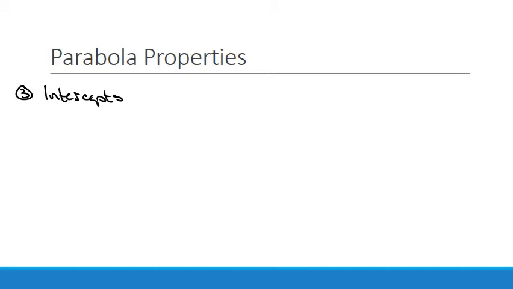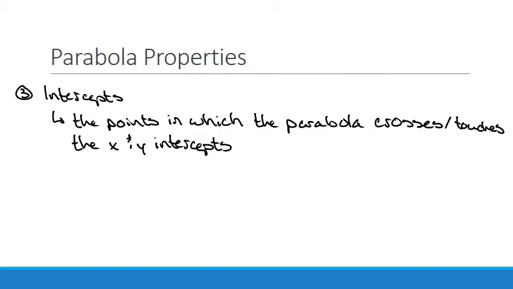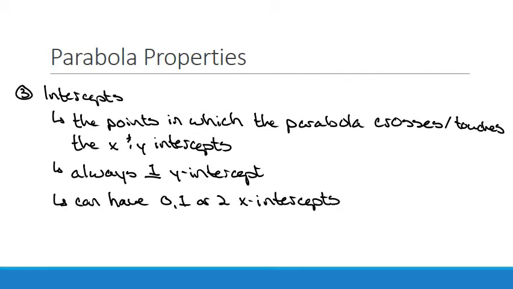The third property I want to talk about, intercepts, and this is something you've talked about before. Intercepts are not new. Those are the points in which the parabola crosses or touches the x and y axes. There's a little typo here: axes. A parabola always has one y-intercept, and it can have 0, 1, or 2 x-intercepts. Depends on how it's drawn.